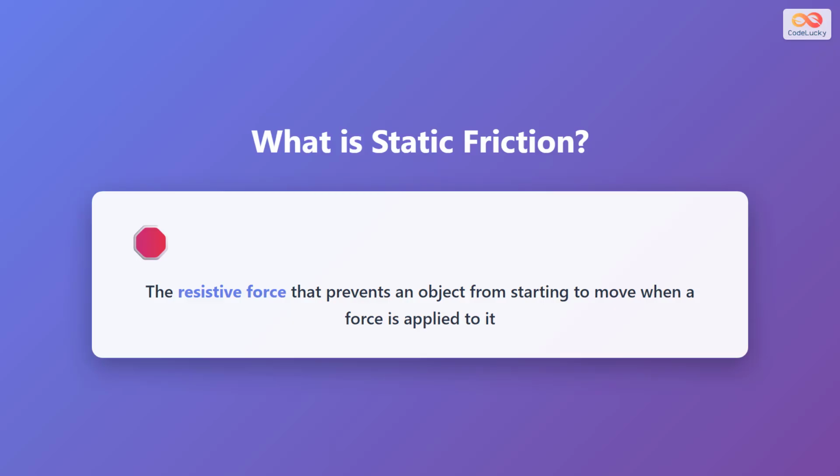Static friction is the resistive force that prevents an object from starting to move when a force is applied to it. When you try to push a heavy box across the floor, static friction is what resists your initial push. It acts in the opposite direction to the applied force, keeping the object stationary until the applied force becomes strong enough to overcome it.